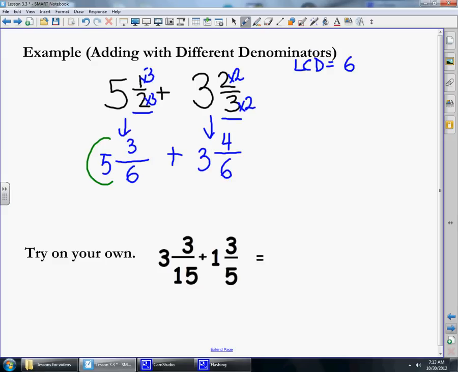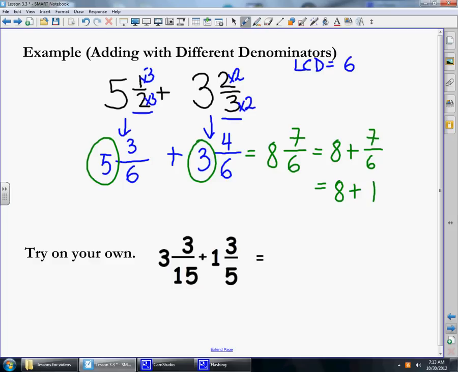Now, as you remember from the previous step, we need to add the whole numbers. We get 8. Then we add the fractions. 3/6 plus 4/6, we get 7/6. Rewrite this as the sum of the whole number and the fraction, so it's 8 plus 7/6. Improper fraction 7/6 we need to turn into the mixed number. So now we have 8 plus 1 and 1/6. Add them up, and we get 9 and 1/6.